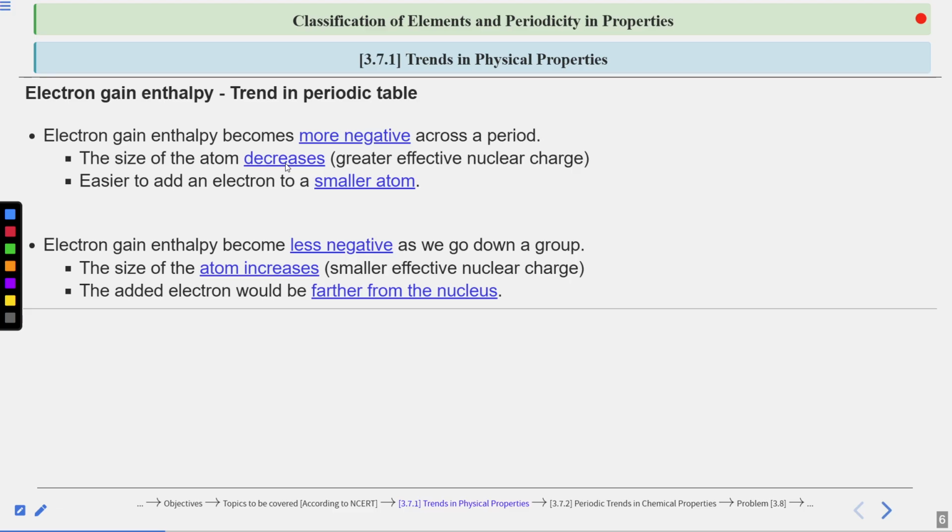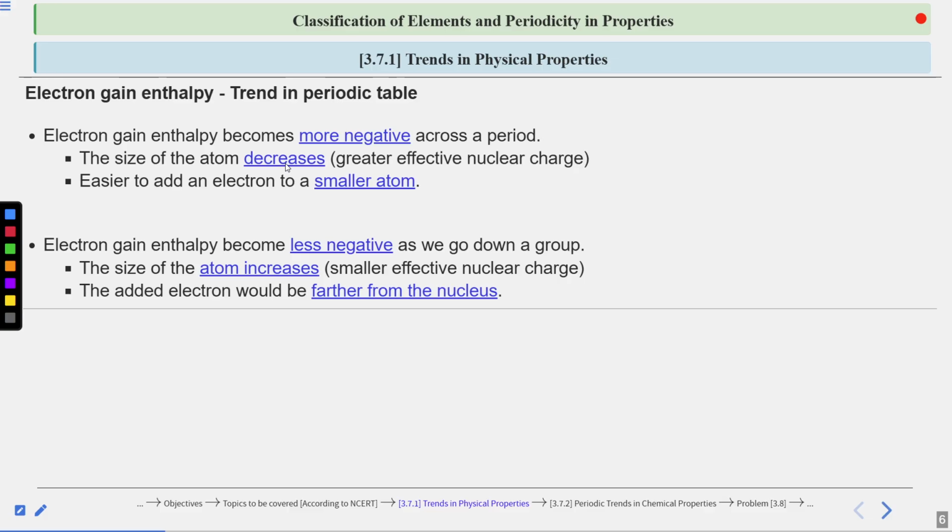Now, what is the reason that if the addition is easier, then it is becoming more negative? If the addition is difficult, it is becoming less negative. How do we understand that? That is a very important point to discuss now. I am repeating it again. When it is easier to add an electron, the electron gain enthalpy becomes more negative. When it is difficult to add an electron, the electron gain enthalpy becomes less negative. You know this. But how do we define this? What is the reason behind it?